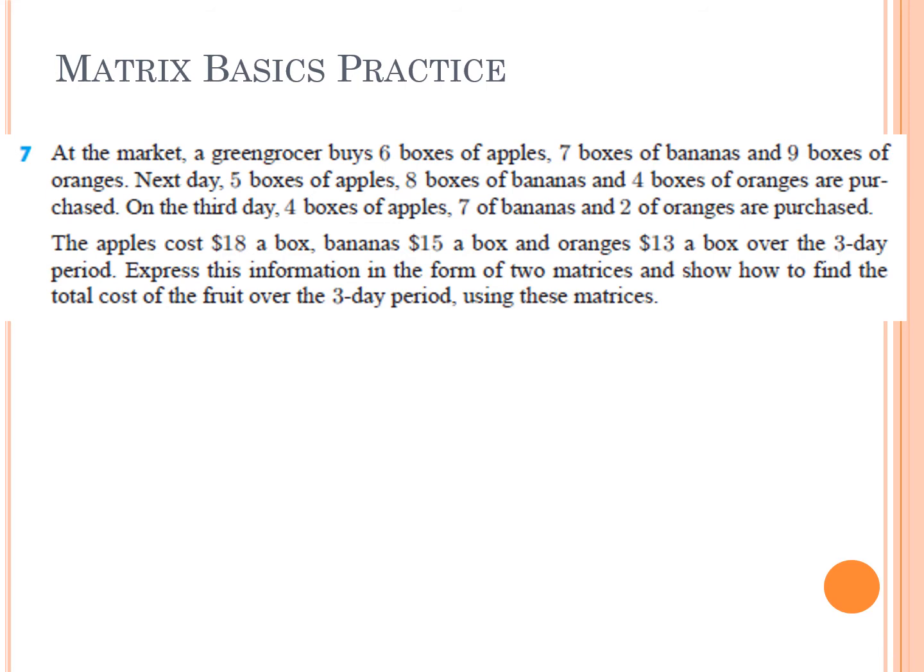So again, the fruit, I want you to go ahead and make a 3 by 3 matrix, and the cost, I want you to go ahead and make a 3 by 1 matrix based on this information. And then you can multiply them together to get your total cost for each fruit and then the total cost for everything.